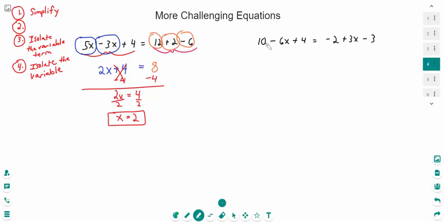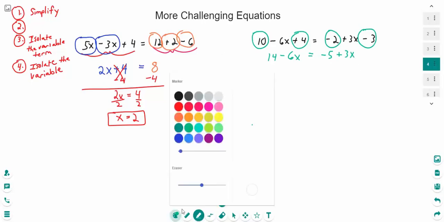We're going to start by simplifying the left-hand side, and we'll note that we have a positive 10 and a positive 4. They are like terms, so we can add those. So we have 14, and then we have what's left over, which is the minus 6x. Now on the right side, we've got a negative 2 and a negative 3. They can be combined. That would give us a negative 5, and we have a plus 3x left over.